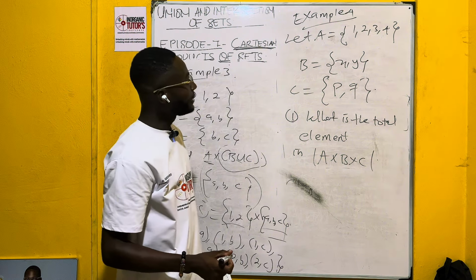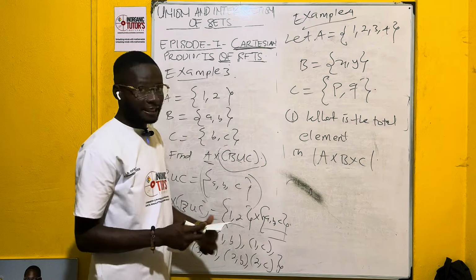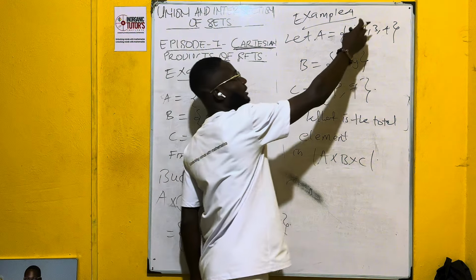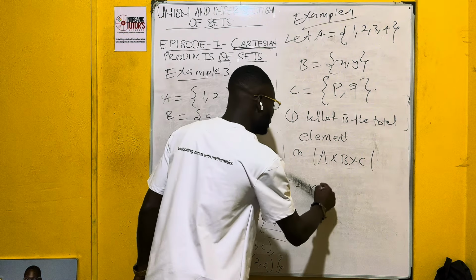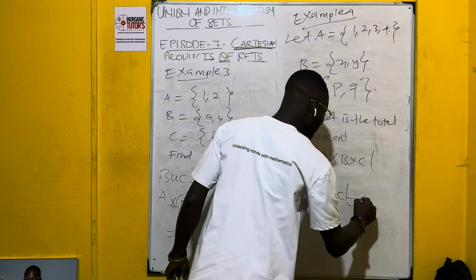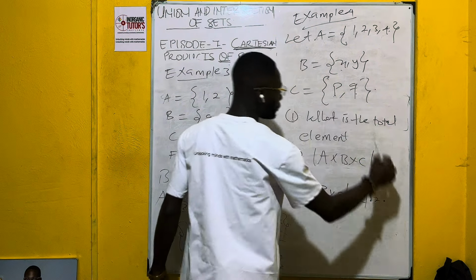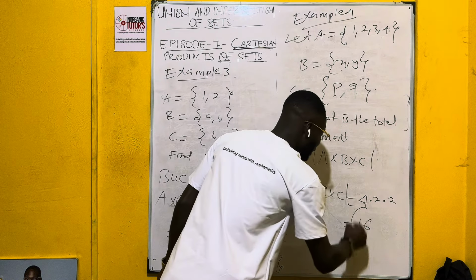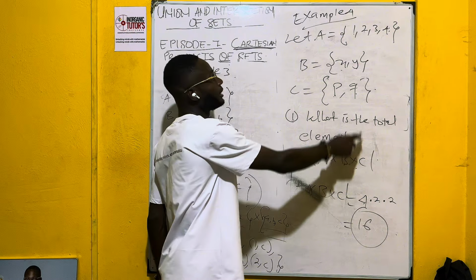Right? So this is where we have to, like I did here, 2 times 3, and that's it. So we are interested in the total number of elements in A cross B cross C. So the cardinality will be equal to 1, 2, 3, 4. So we have 4 times 1, 2, right? Times 1, 2, right? So that is equal to 4 times 2, 8. 8 times 2, 16. So the cardinality of A cross B cross C is 16.